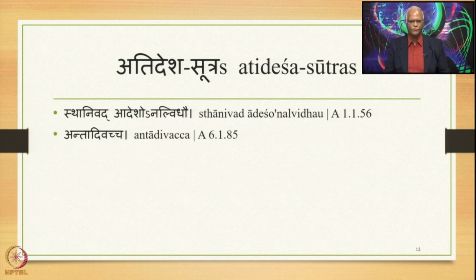Apart from the Vidhi Sutras, the next set and type of sutras that we shall study are the Atidesha Sutras. One of the most important Atidesha Sutras is Sthanivat Adesho Analvidhau, stated by 1156. Sthanivat Adesho Analvidhau is the backbone of the entire systemic process stated by Panini. This also states down the relation between the substituent and the substitute, and it says that an adesha or a substitute is to be considered like a substituent which it replaces.